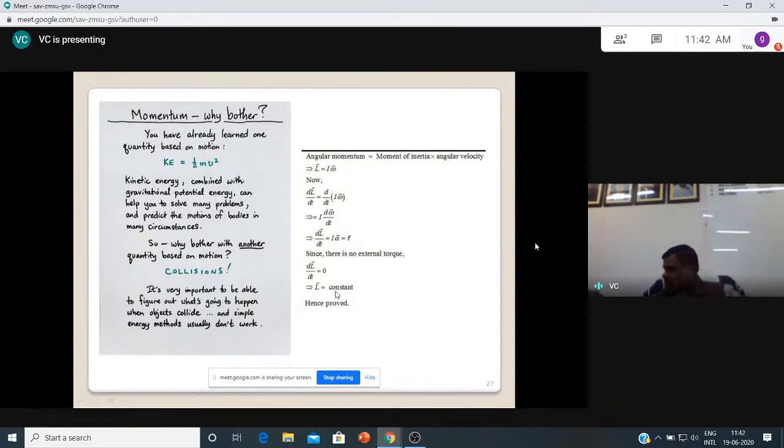I1 omega 1 equals I2 omega 2. You have to figure out these things when the collisions are taking place.